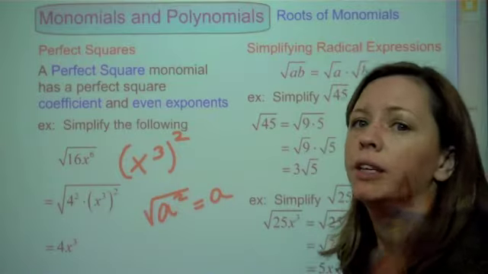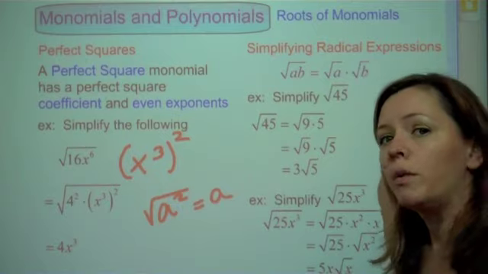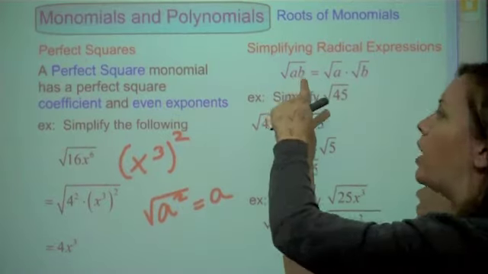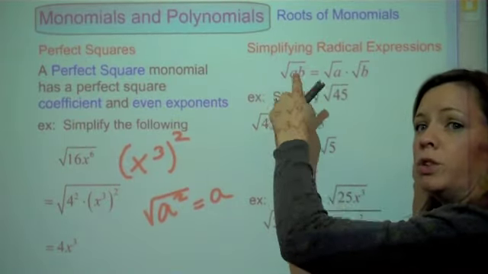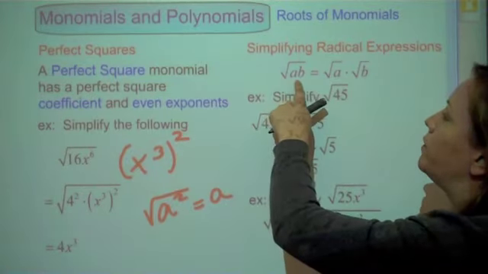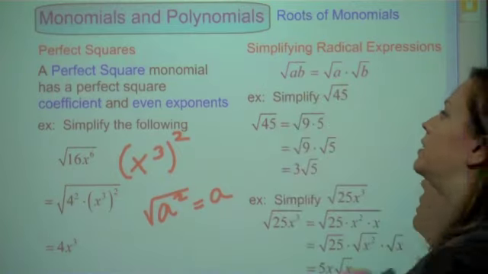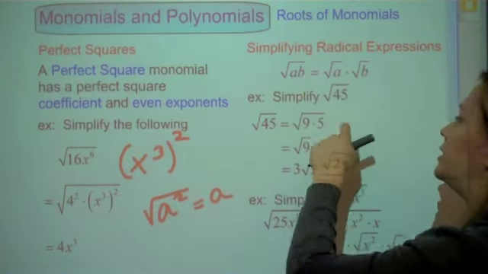All right, let's look at simplifying some other radical expressions. One of the properties you have to know is that if you have a product inside your root, you can separate that product into 2 separate roots. So for example, if you have the square root of a times b, you can think about that as the square root of a times the square root of b. And here's an example of how to do that.